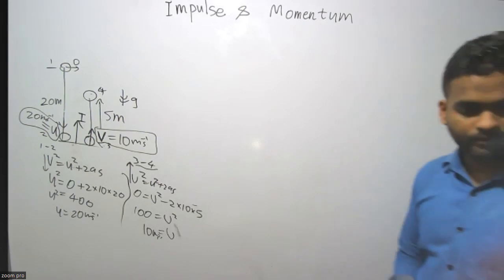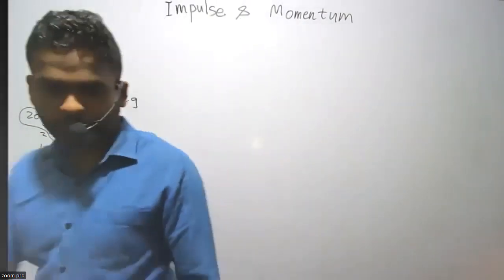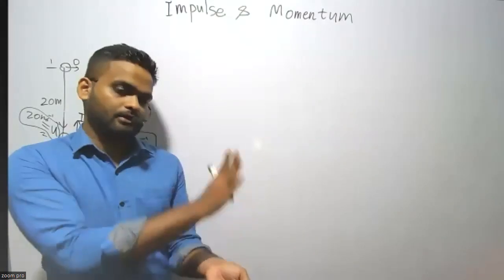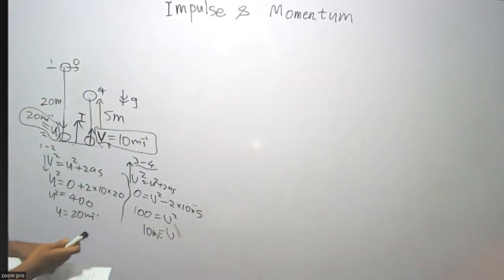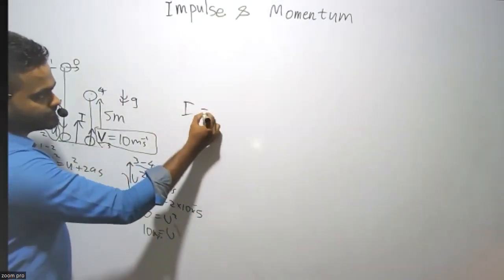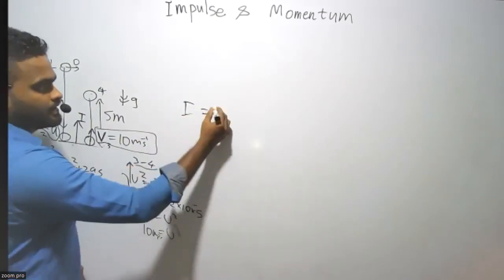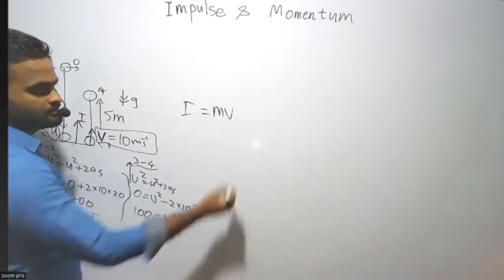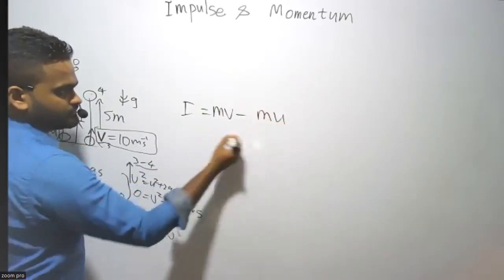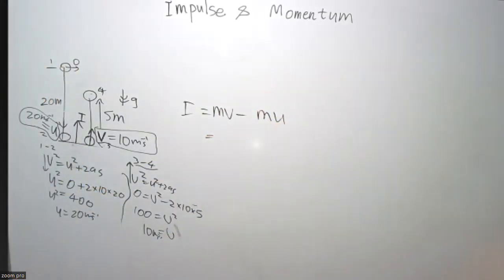Okay, so we just found these velocities: the velocity at which it hits the ground and the velocity at which it bounces off the ground. Then we need to find the impulse. So what is impulse? Final momentum minus initial momentum. So what is the final momentum here?